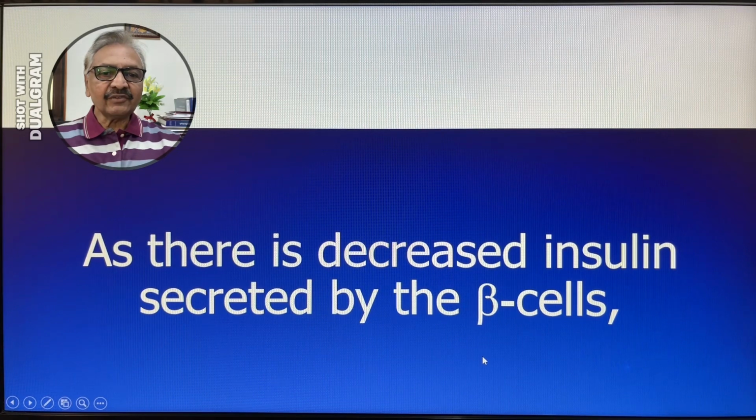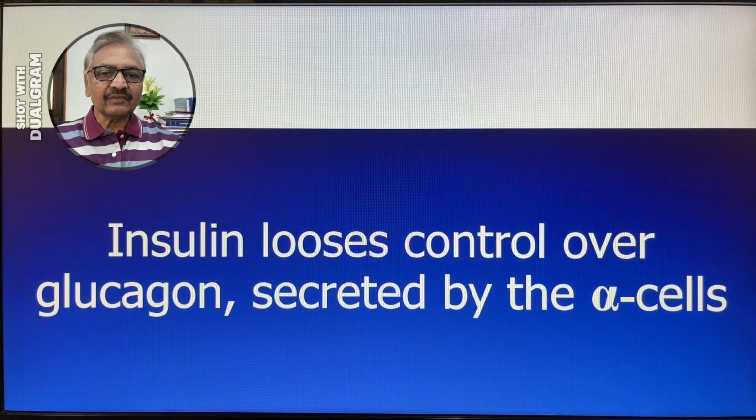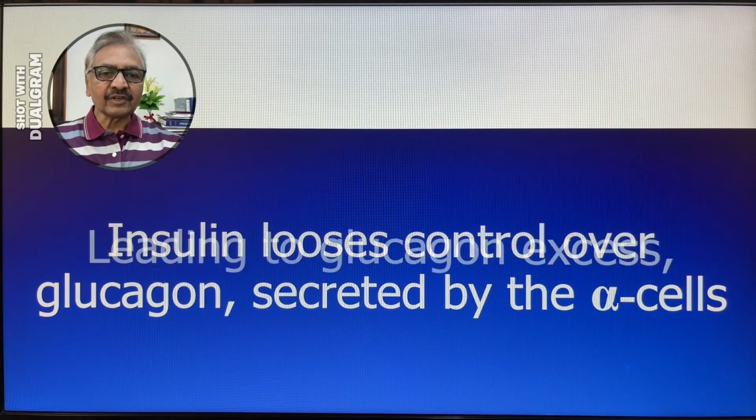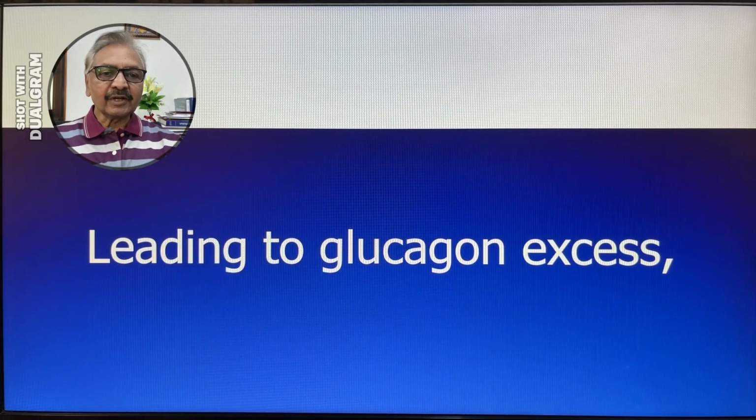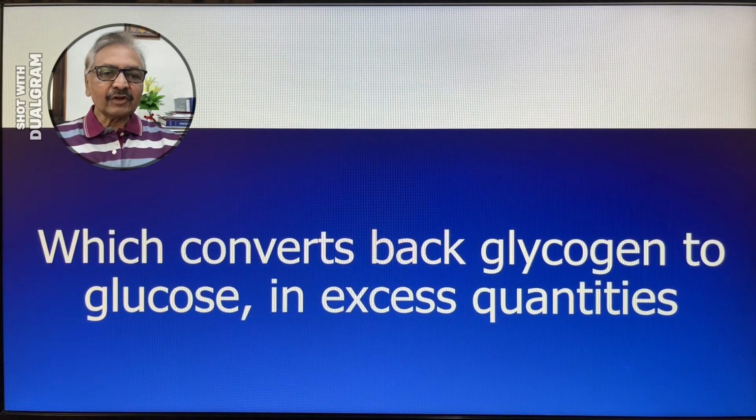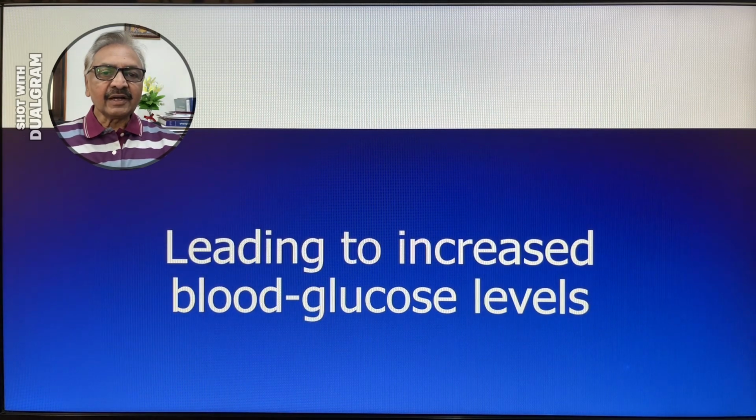As there is decreased insulin secreted by the beta cells, insulin loses control over glucagon secreted by the alpha cells. Normally, insulin controls or regulates the glucagon production. Here, glucagon becomes excess due to lack of insulin, and it converts glycogen back to glucose in excess quantities, leading to increased blood glucose levels.